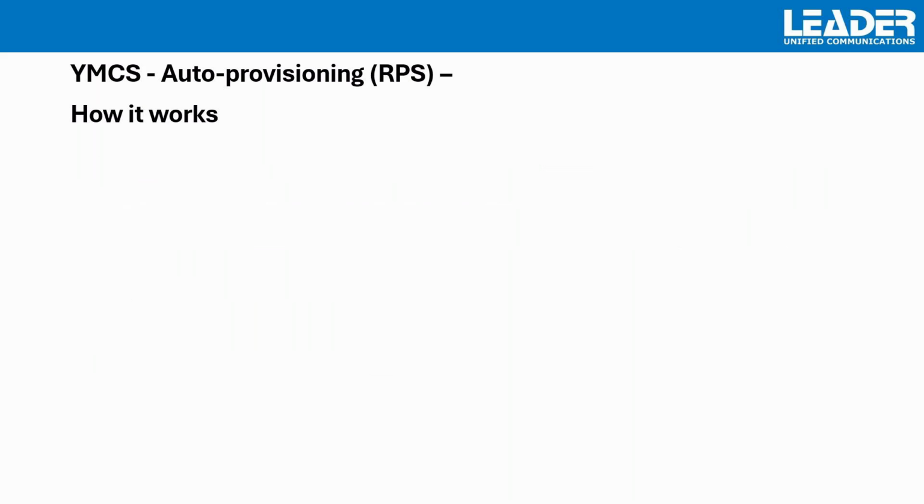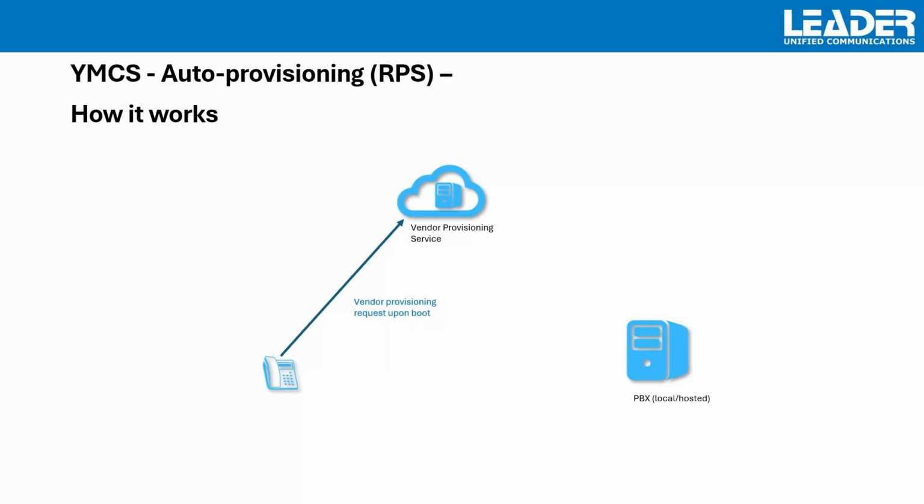So in the first row, we have all these three parties. We have the phone, we have the vendor provisioning service, and we have the PBX. The PBX can be anywhere, more or less. The phone boots up, places the request on if there is any configuration information available on the vendor provisioning service. It is receiving provisioning information in case there is anything there.